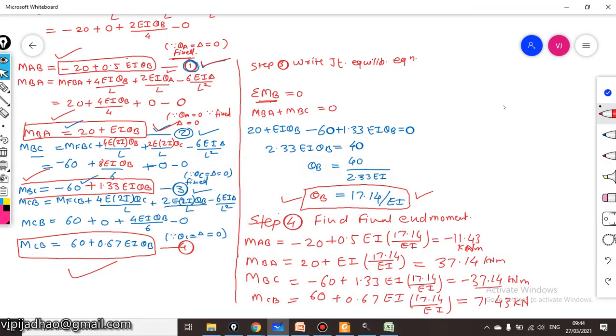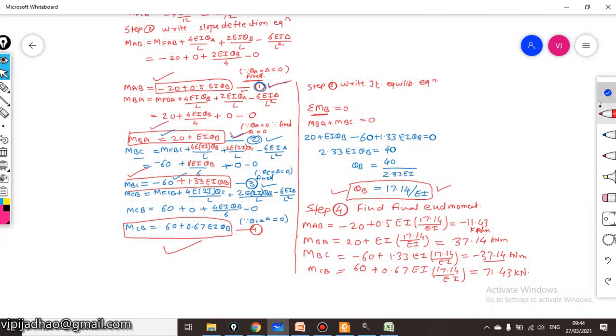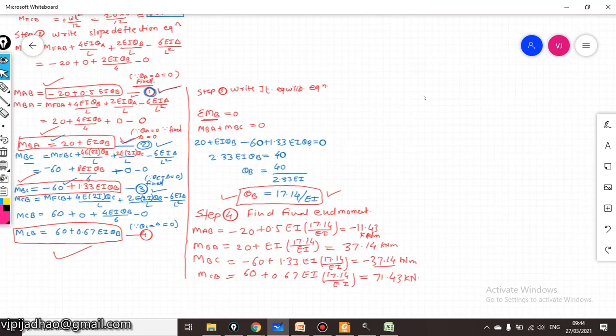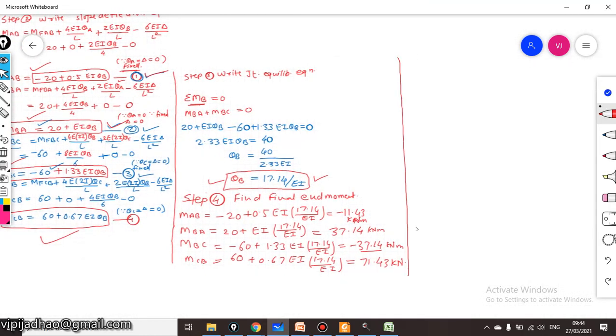So this is how we have to find the final end moment values, and finally we have to draw the fixed end bending moment diagram. So the next step, number 5, is to calculate the free end moment values.